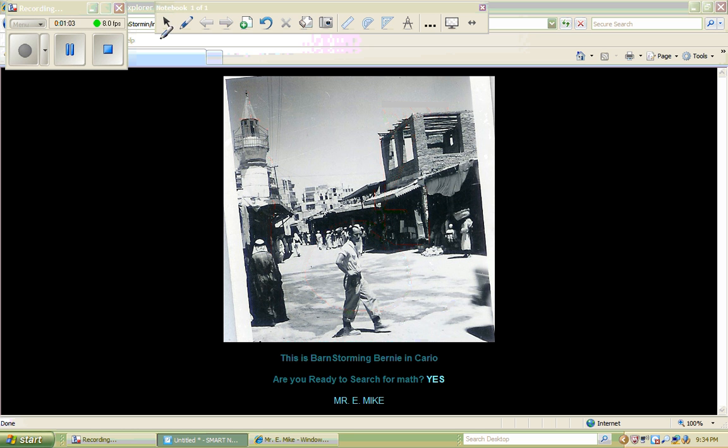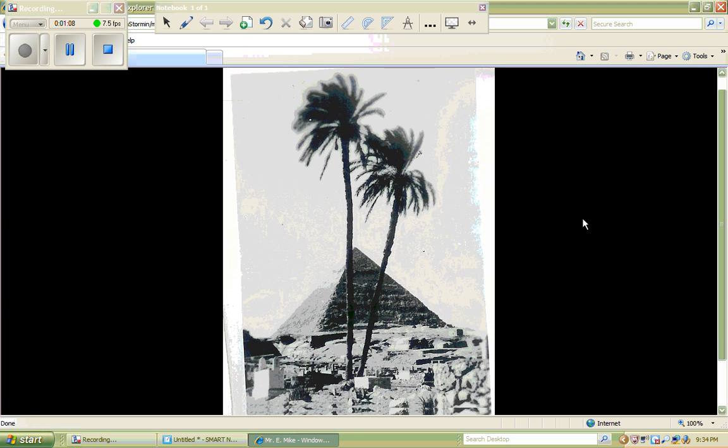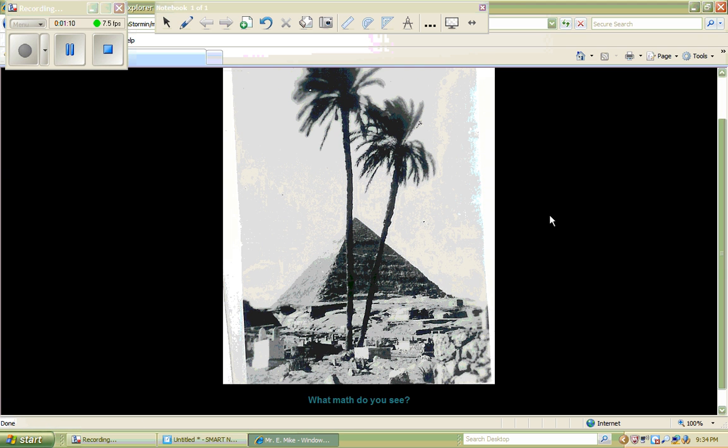Right now, I have a very interesting picture that my father took. This one. This is the Great Pyramid of Cheops. There's two rather interesting palm trees in front of it. I'd like you to take some time and study what math you could possibly find in this photograph. Stop the video at this time, if you would like, and discuss it amongst yourselves. What math do you see? Then come back and compare to some of the math that I saw.